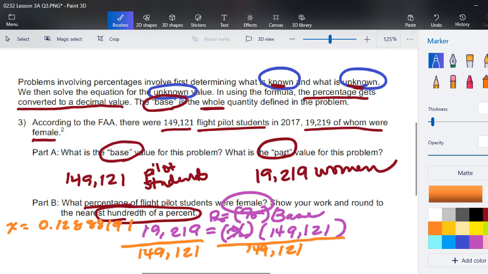This is currently in a decimal form, so we need to multiply it by 100, and we're going to get 12 and, if we're going to the hundredths, the decimal is now here, tenths, hundredths, and we need to look one behind, and we'll be rounding to 12 and 89 hundredths of a percent are women out of this entire class.